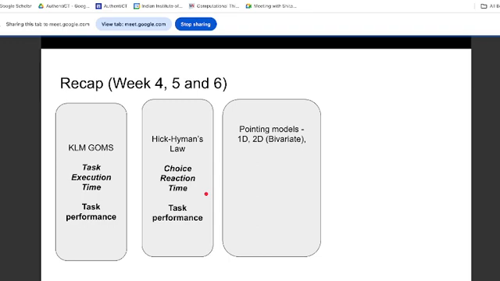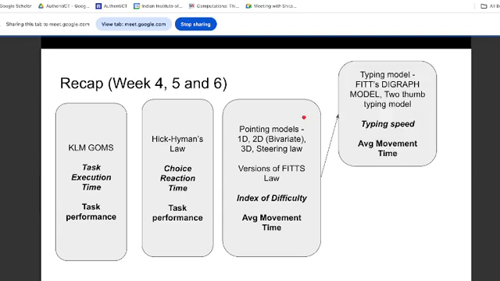Then we went through some pointing models. There were 1D, 2D bivariate pointing models, then there was a 3D pointing model, then the constraint navigation brought us to the steering law, and we looked at the different versions of it. In this pointing model section, we tried to calculate the index of difficulty. The reason for calculating this index of difficulty through Fitts' law was that we want to calculate the average movement time of the user during the pointing movement or pointing action.